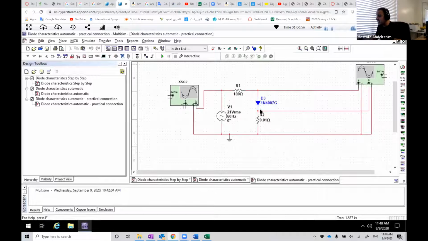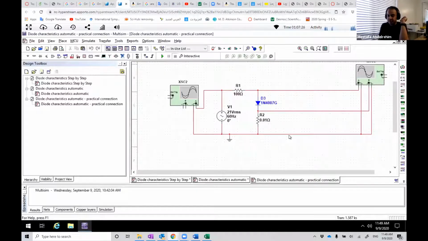Channel B is still measuring the voltage across R2, but R2 changed, and I will tell you in a moment why we change R2. Now channel A is measuring not the voltage across the diode alone. It's actually measuring the voltage across D3, the diode, and also R2, because it's measuring from this point to this point.